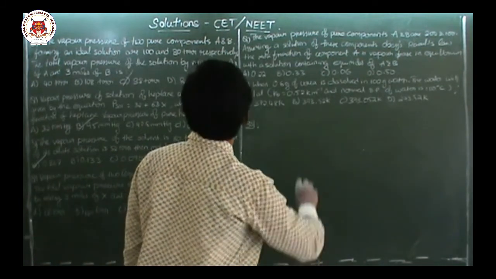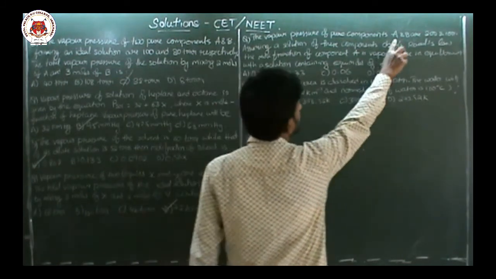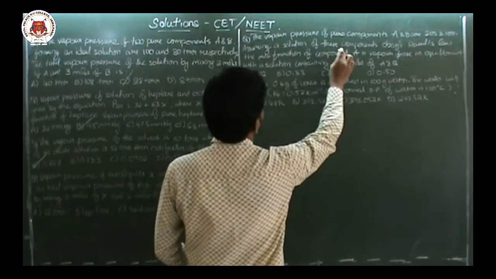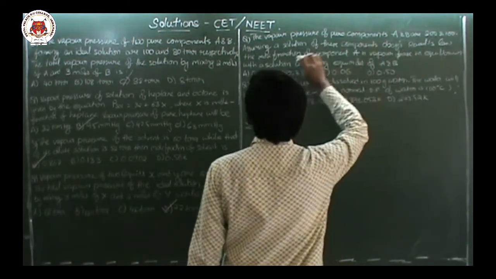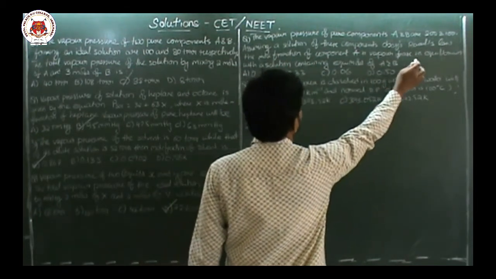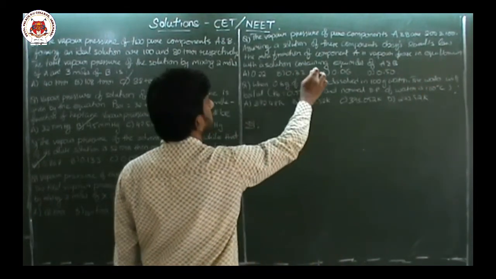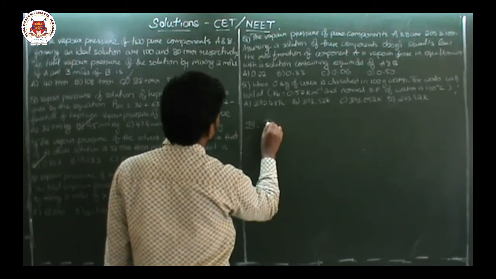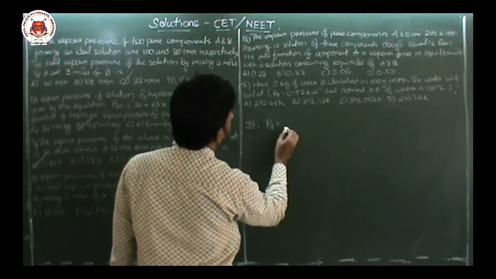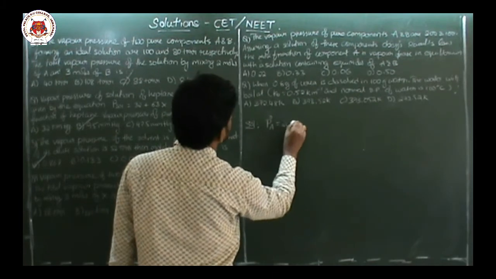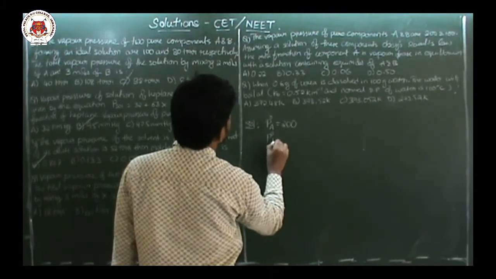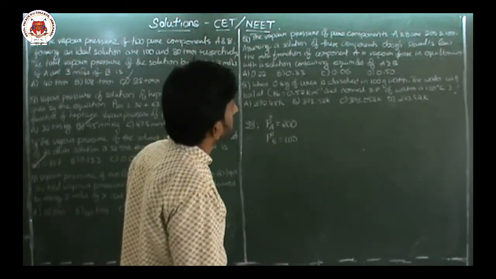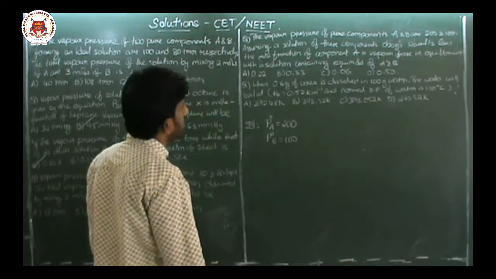Next question is, the vapor pressure of pure components A and B are 200 and 100. Assuming a solution of these components obeys Raoult's law, what is the mole fraction of component A in the vapor phase in equilibrium with a solution containing equimoles of A and B? Now they have given the pure vapor pressure of A is 200, and that of B is 100.